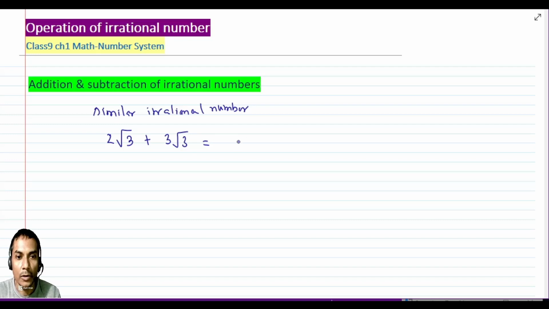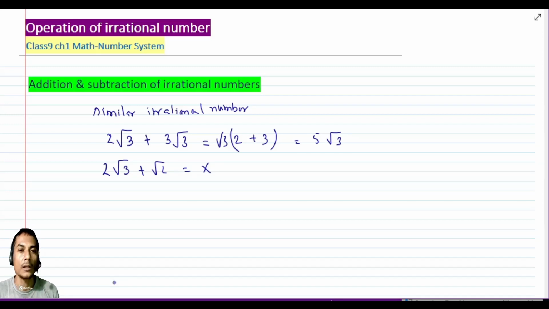then what you can do is 2 plus 3, and take the common root 3. So this is 5 root 3. Clear? But if I tell you 3 plus root 2, then it is not possible. You have to keep it as it is. Only for similar irrational numbers is the addition or subtraction done between the coefficients.